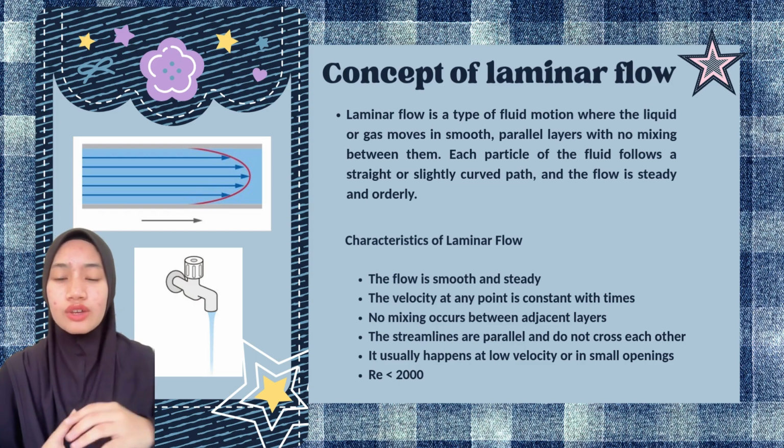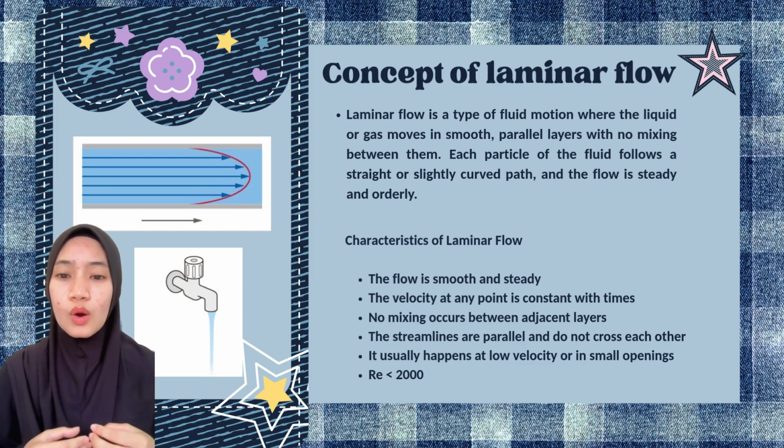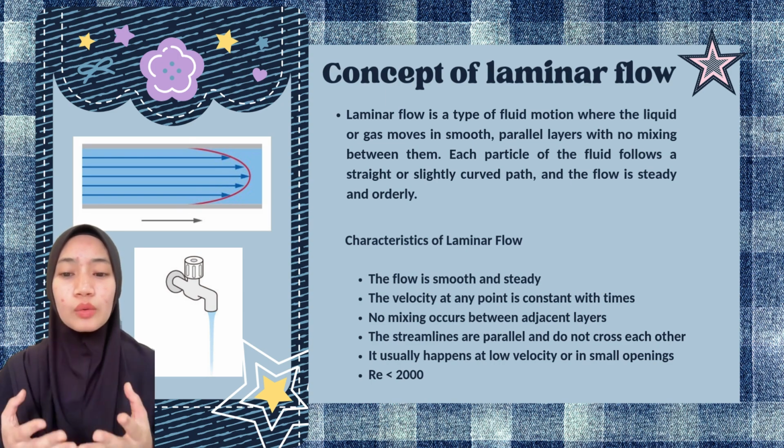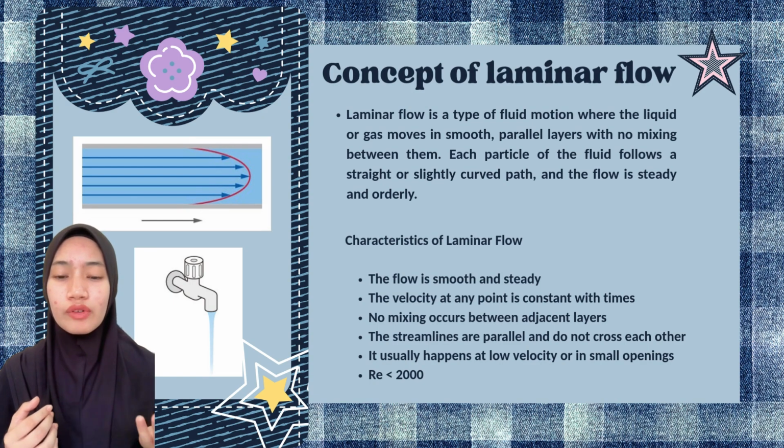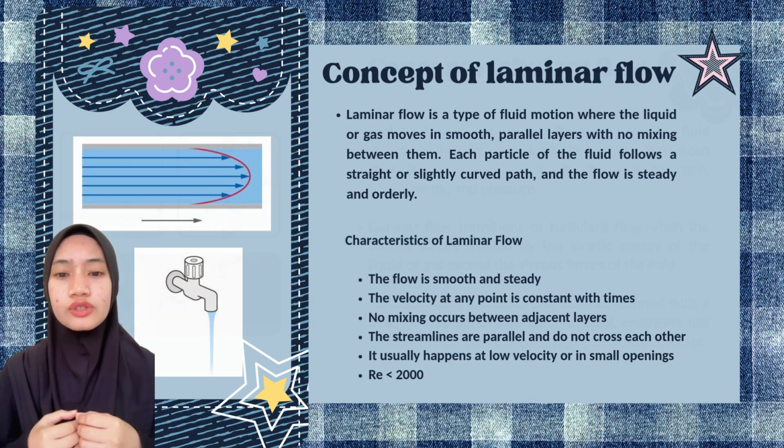So now let's talk about the Reynolds number. When the Reynolds number is below 2000, the flow is laminar, but when it is above 4000, the flow becomes turbulent. So in our experiment, when the water flows slowly through the smaller hole, the Reynolds number is small, which means it is laminar flow. But when the water comes out faster, the Reynolds number increases and the flow becomes turbulent.